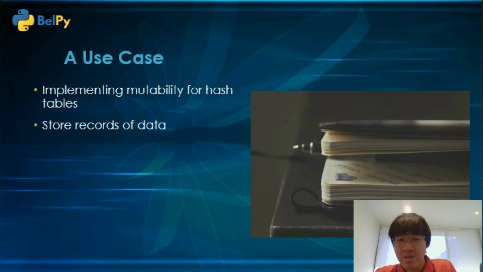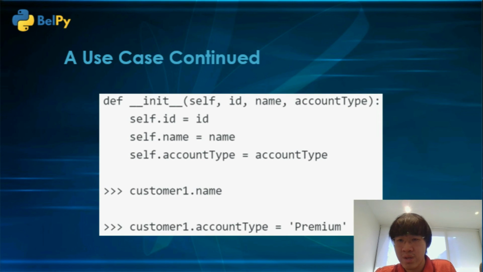And briefly, a use case. I've used it before for implementing mutability for hash tables to store records of data within my own personal work, and it's an example of what you can use it for. We can use it to add self ID, name, and account type, and use a hash table to store this information.